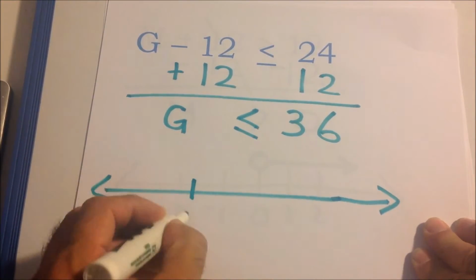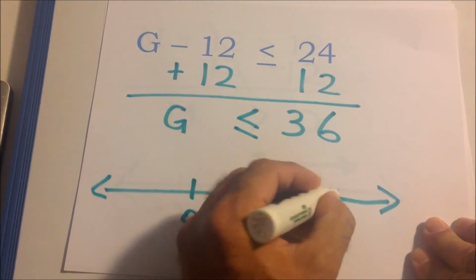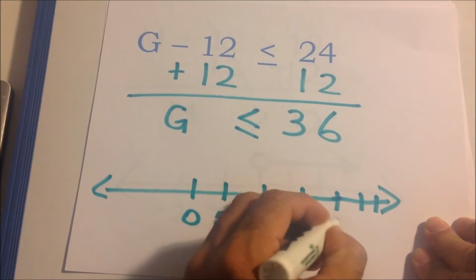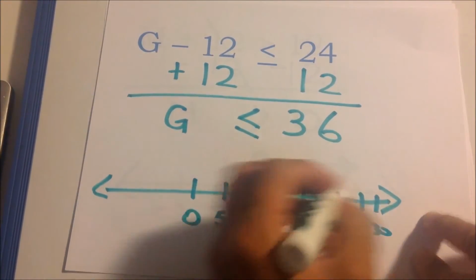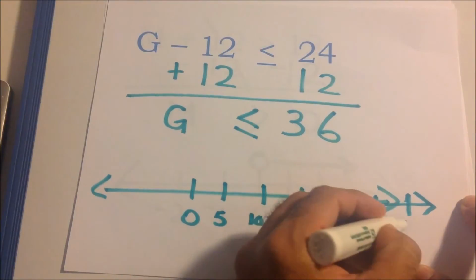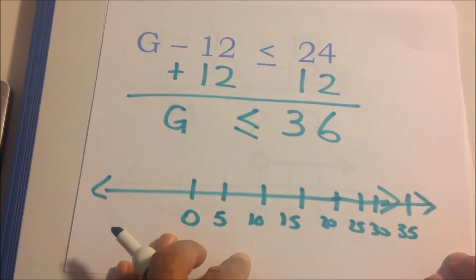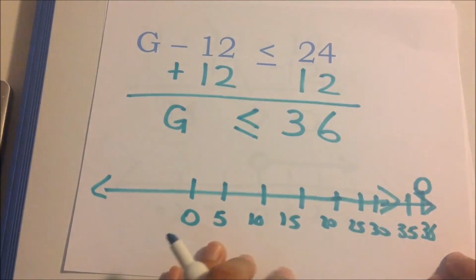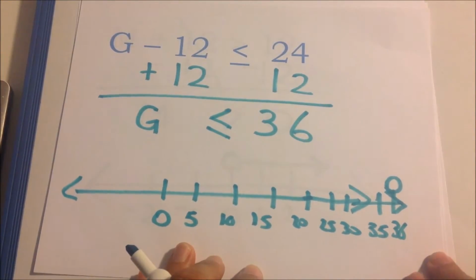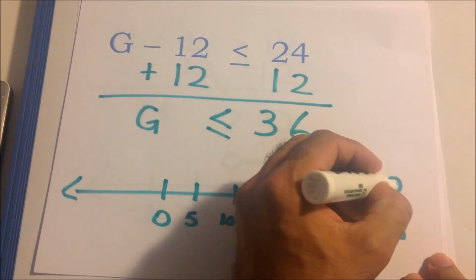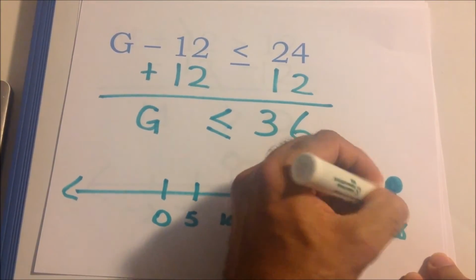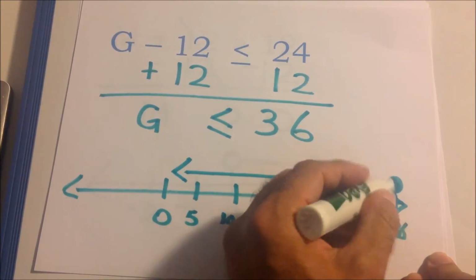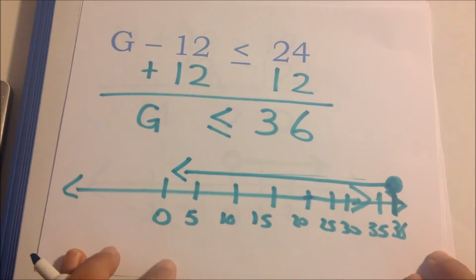Right, and we can just go up by 5. 5, 10, 15, 20, 25, 30. Need more room. Just make that 35. So g, and we'll make this 36. So here's our circle. This is 36. Bring that over. Now g has to be less than or equal to. So if it's equal to, we can fill it in and bring the arrow that way. Because remember, it could be 36 or less.